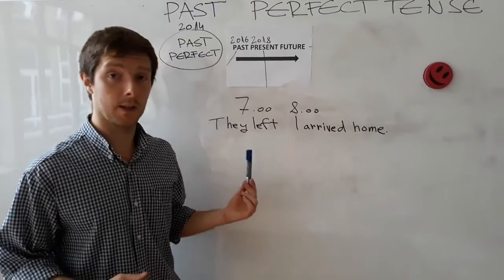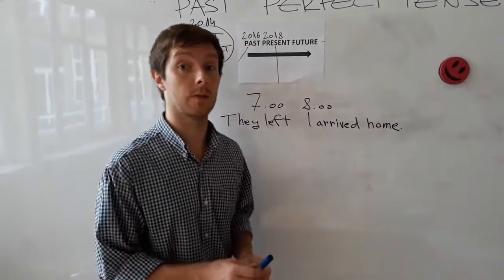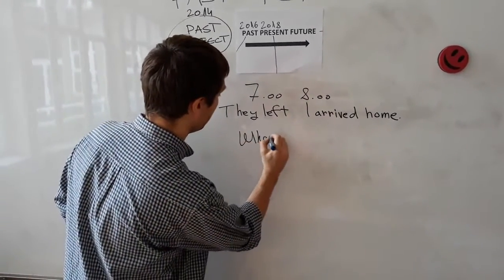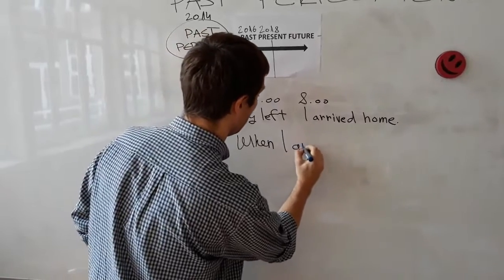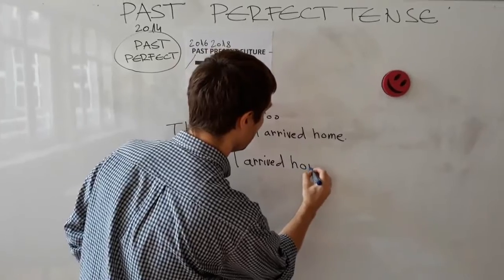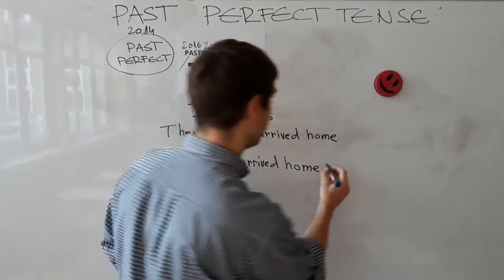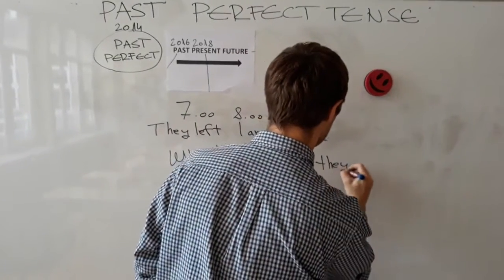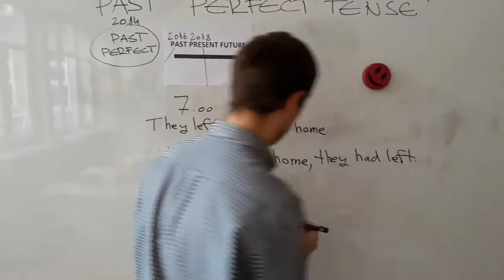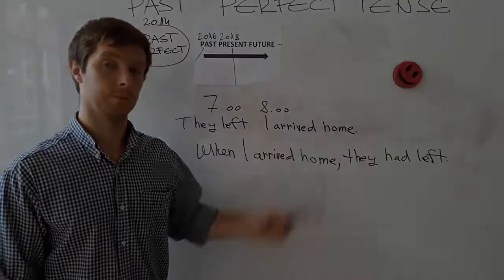So we have one more example. At 7, they left, and at 8, I arrived home. So the sentence would be, when I arrived home, they had left. So first they left and then I arrived home.